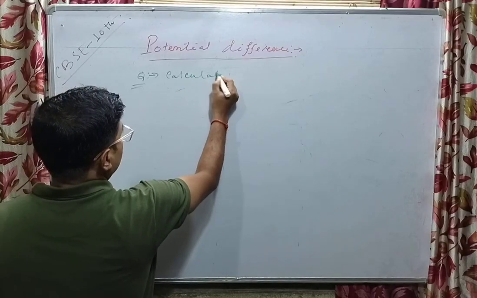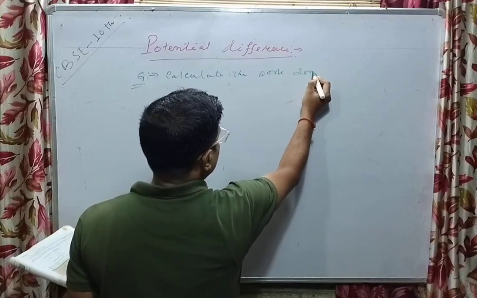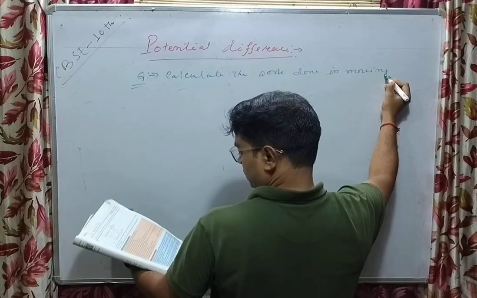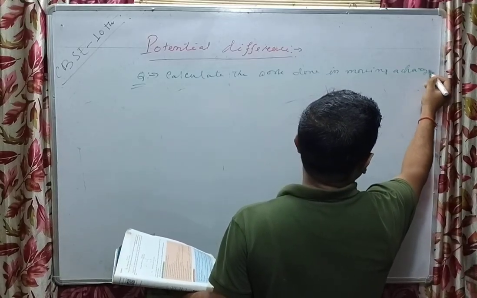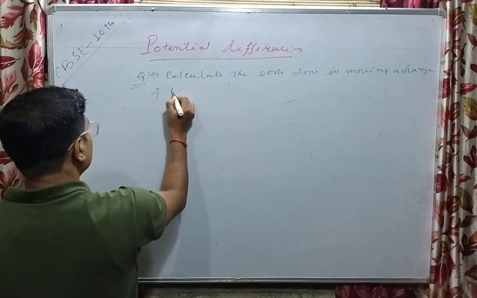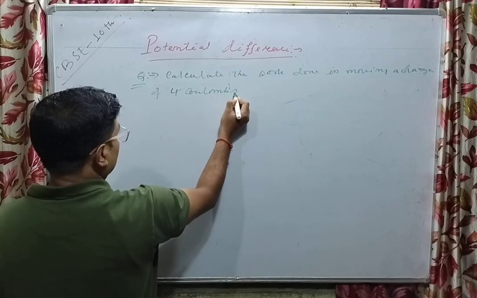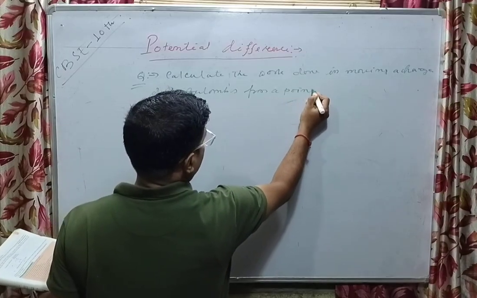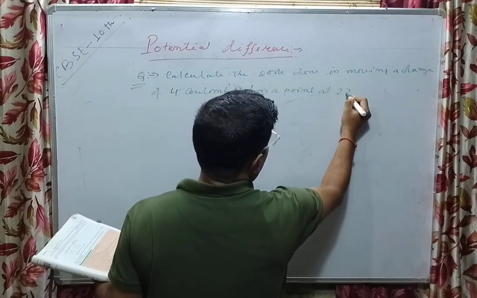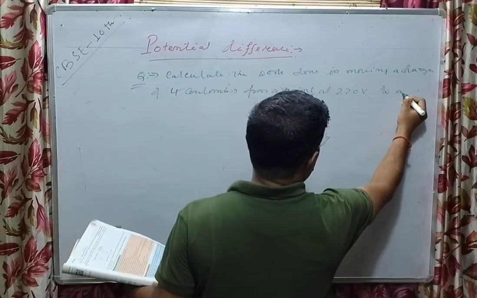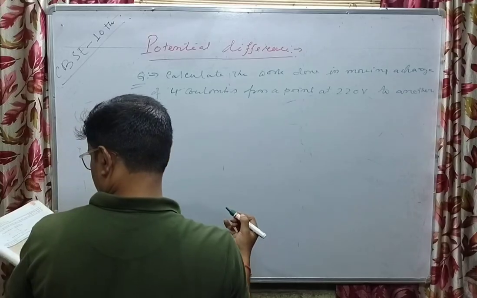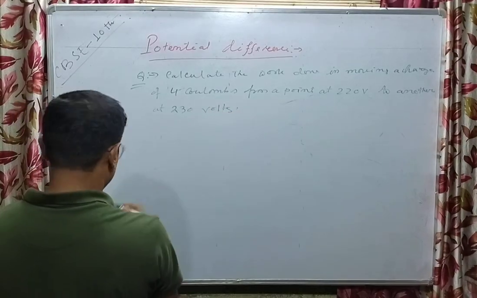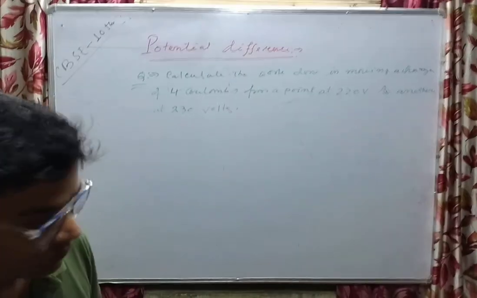Here is the question. Students, calculate the work done in moving a charge of 4 coulombs from a point at 220 volts to another point at 230 volts. Okay, this is the question that I have taken from the Essant physics book.